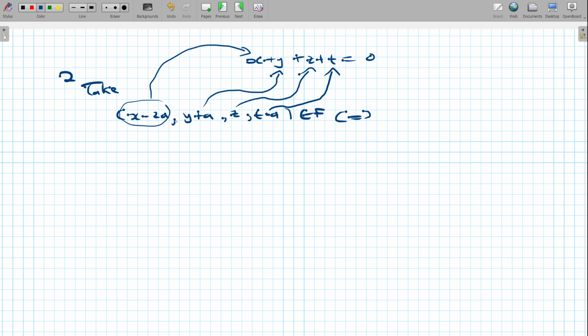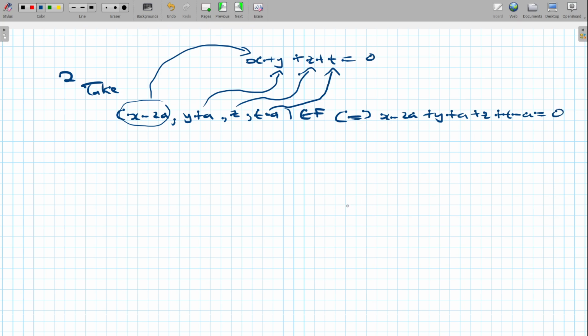So we'll suppose that this vector is in F, because we're supposed to find the value of a. We suppose that this vector is in F, and then you make the changes that I've written here. So you're going to get x minus 2a plus y plus a plus z plus t minus a is equal to 0, like so.